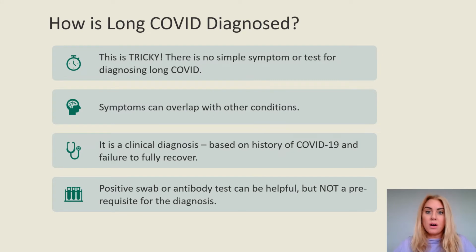So we talked about the cause of long COVID. Now let's talk about how it is diagnosed. Well, this is tricky. There's no simple symptom or test for diagnosing long COVID. Symptoms can overlap with many other conditions because we're talking about an inflammatory process, and there's a number of inflammatory conditions that exist. So this is what we call a clinical diagnosis. It's based on a history of having COVID-19 and failure to fully recover. A positive swab or antibody test can be helpful, but it's not a prerequisite for the diagnosis.